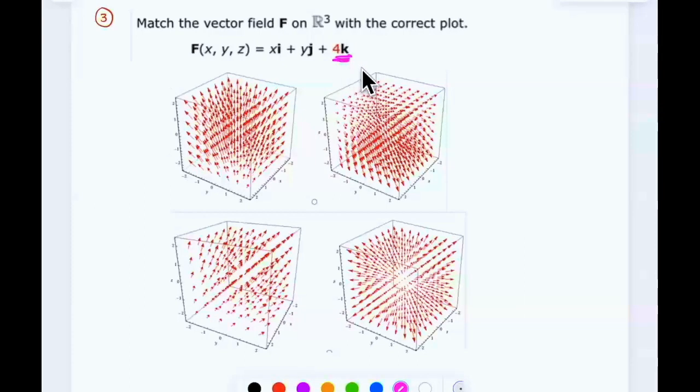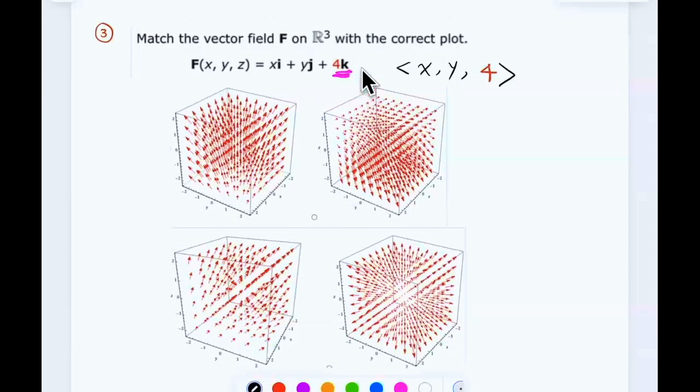4. So the output here has to be X, Y, and then it stays at 4, right? Okay, so it's constant. So we can actually rule out some of them. Which ones? B and D we can rule out. B and D. Okay. Let me put A, B, C, D.